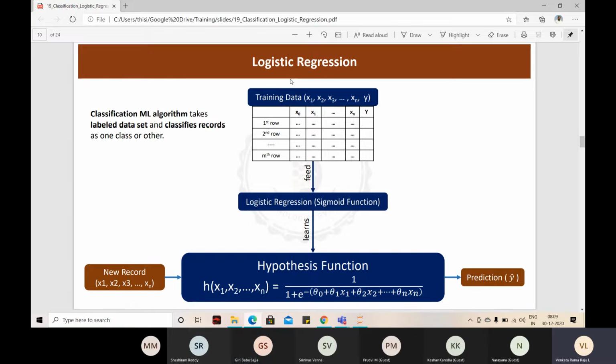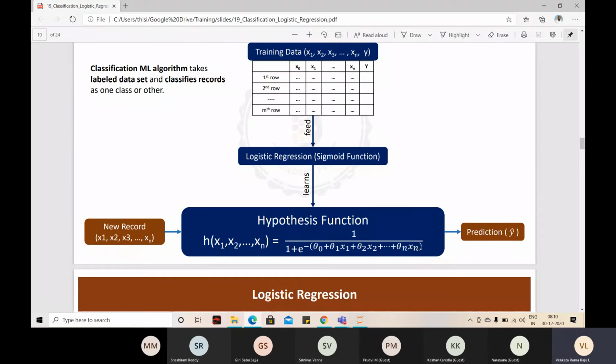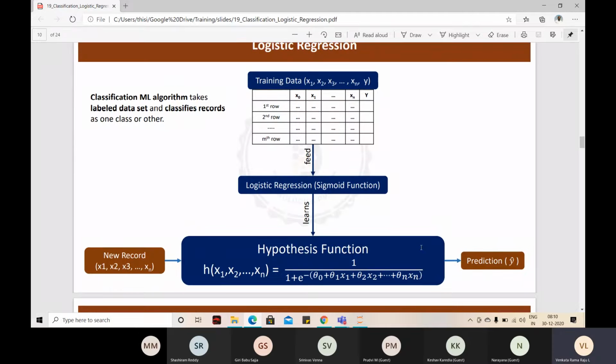In linear regression, what are we doing? We are passing train data to the algorithm, and it is finding the thetas and the linear equation. Here also it is finding thetas only. But in this equation it is finding 1 by 1 plus e power minus of that linear equation. Got it?